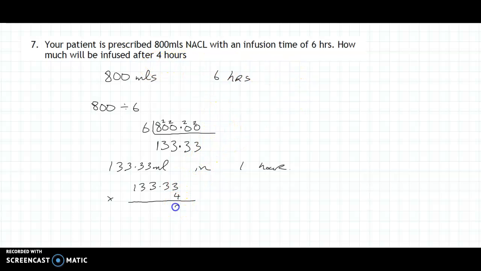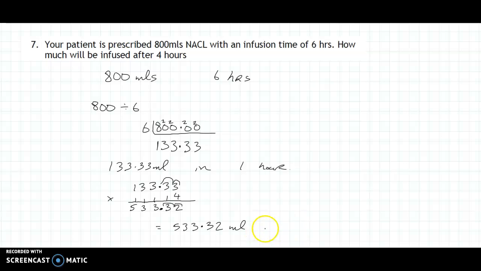4 3s are 12, carry the 1. 4 3s are 12 and 1 is 13, carry the 1. 4 1s are 4 and 1 is 5. And we see we have 2 decimal places here, 1, 2. So we count in 2 here, and so with the decimal point there, we get 533.32 mils. That's the amount of mils after 4 hours.